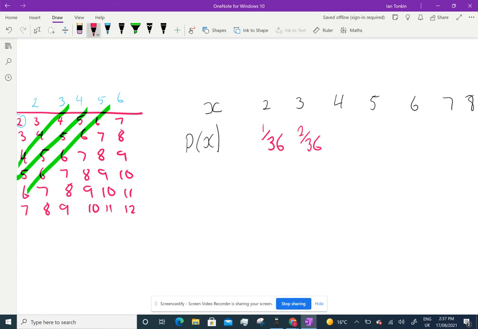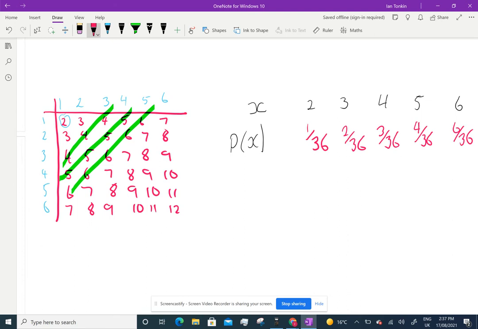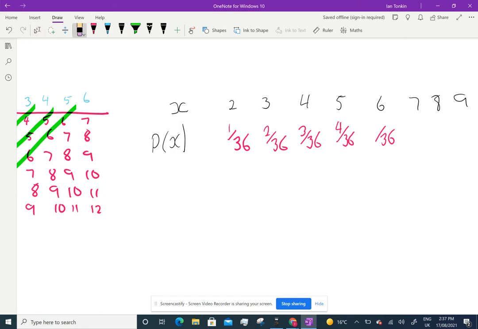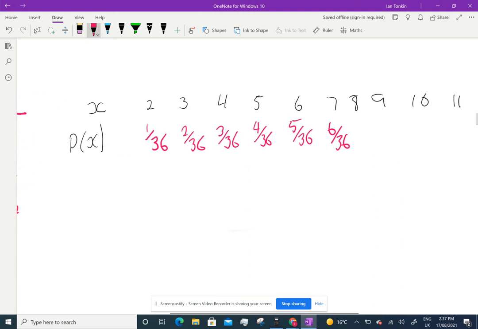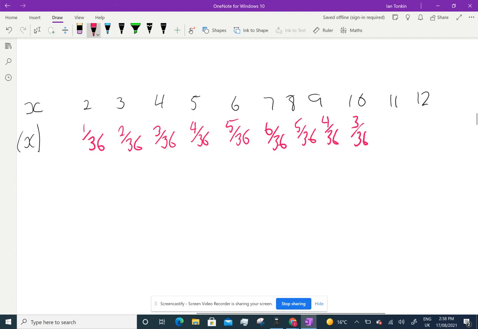So how many ways can I get a 4? 3 on 36. A 5? 4 on 36. A 6? 5 on 36. 7's my middle one. 6 on 36. Now it starts going down. 5 on 36. 4 on 36. 3 on 36. 2 on 36. 1 on 36. And there's my probability distribution table.